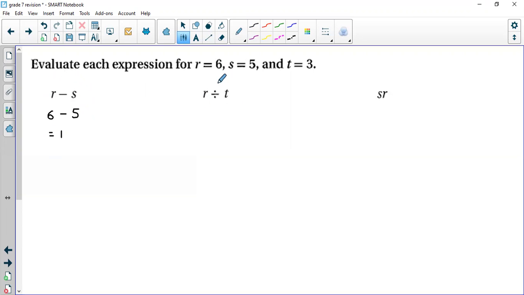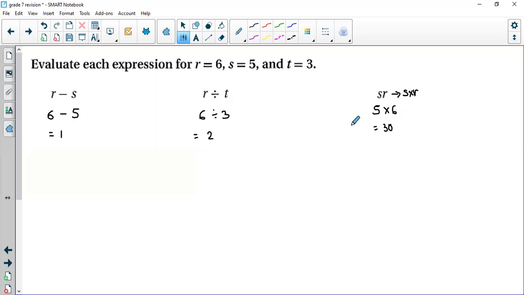These are very simple questions. So these are r is 6 and then t is 3. So 6 divided by 3 is 2. Now s and r, always remember, if two variables or a variable and a number are together, it means they have been multiplied. So this means s multiplied by r. So the value of s according to the question is 5 multiplied by 6. So that will give you 30. 5 multiplied by 6 is 30.